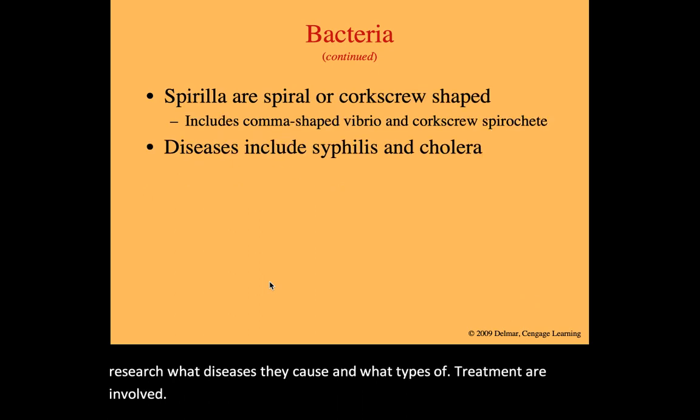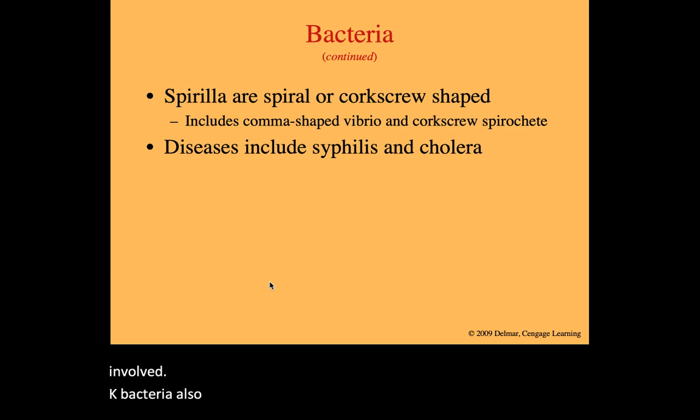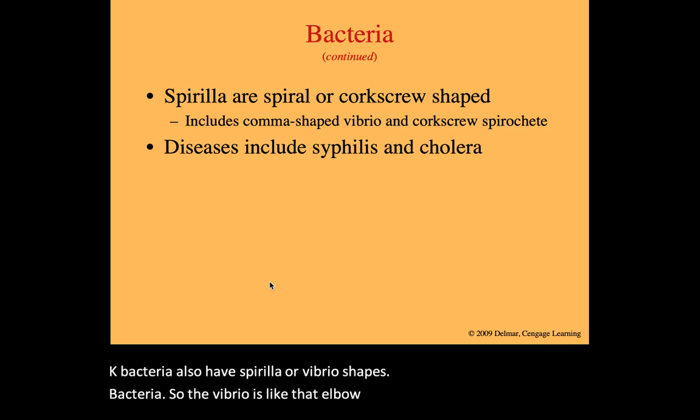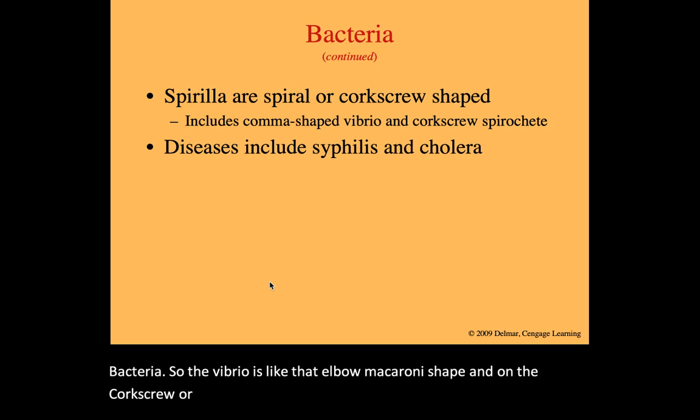Okay, bacteria also have spirilla or vibrio-shaped bacteria. So the vibrio is like the elbow macaroni shape. And then the corkscrew or spiral shaped, that's a spirochete. Okay.